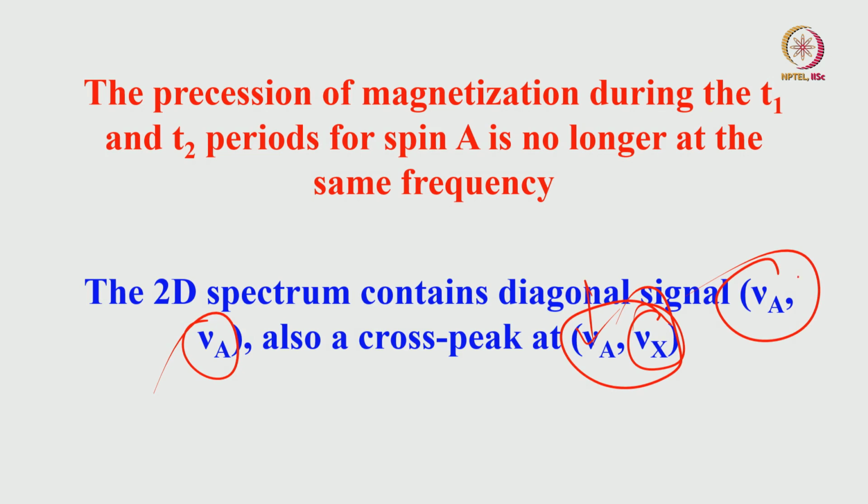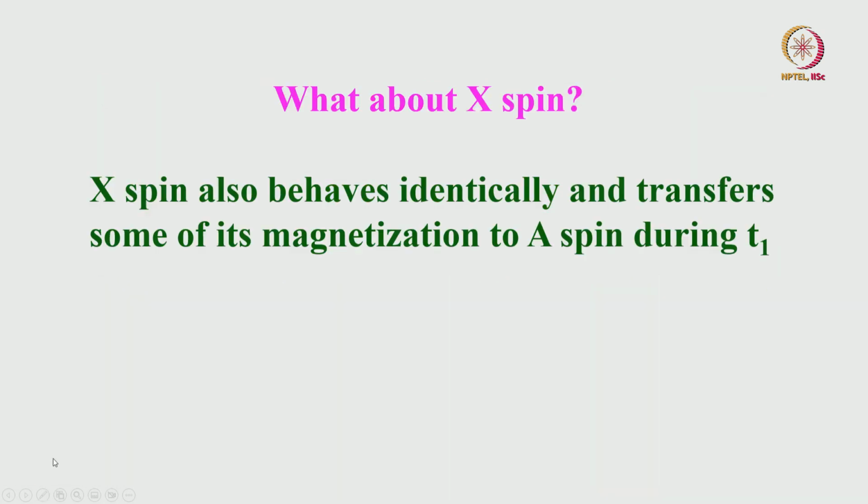That means you get a diagonal peak which corresponds to the chemical shift of A in both dimensions, and also a cross peak which corresponds to the chemical shift of A in one dimension and the chemical shift of X in the other dimension. This is how you are going to get peaks for A. Okay. Then I will ask a question. What is going to happen for X spin? We are discussing the A spin.